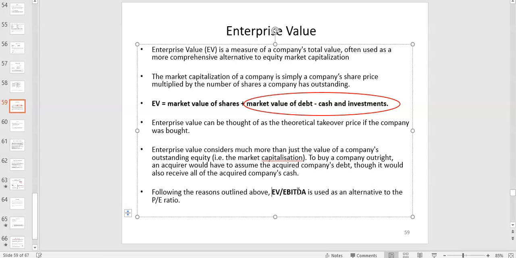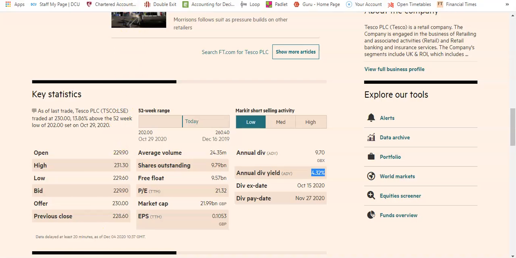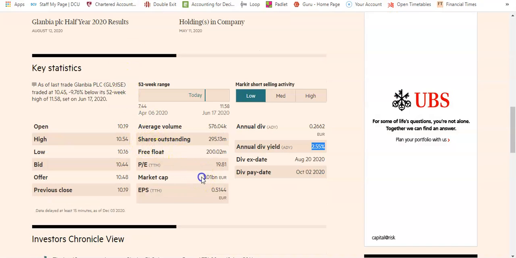You won't come across it in an exam, but if you wanted to buy the company outright, you would have to buy its shares, i.e. buy its market value of the shares, which is known as the market capitalization. So you can see that here for Glanbia. The market capitalization is 3 billion. It's the number of shares it has, times the share price. That's the market value of equity.